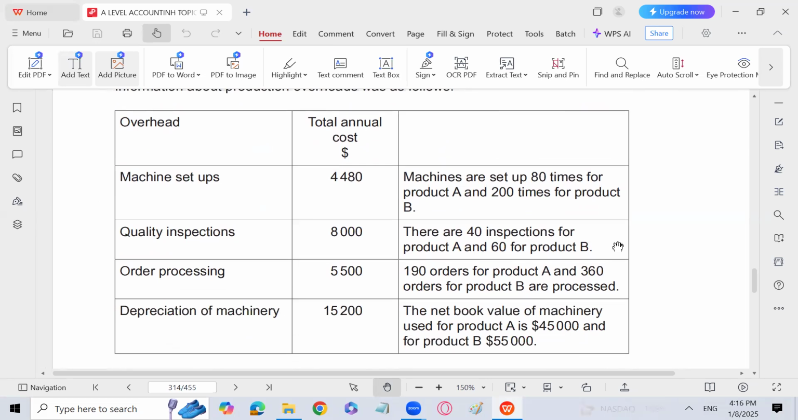Machine setups 4480. Machines are set up 80 times for product A and 200 times for product B. It means that total overheads are not given. We are not using absorption costing. We are not using traditional costing. We are directly using ABC costing. Why, sir? How do you know that? Because the overhead cost is distributed in 4 different cost pools.